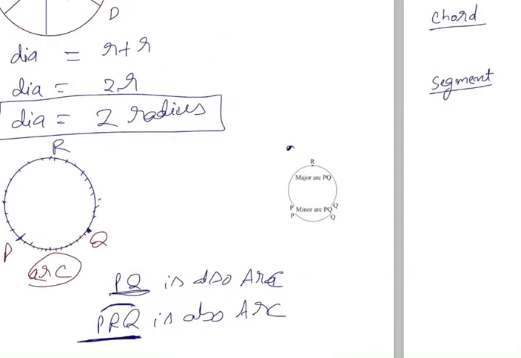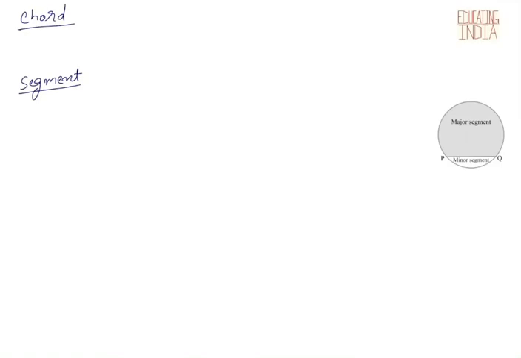Okay. Now the next term is chord. What is a chord? Let's see. In a circle, a line which intersects the circle at 2 points is called a chord. Okay, so this AB is a chord.